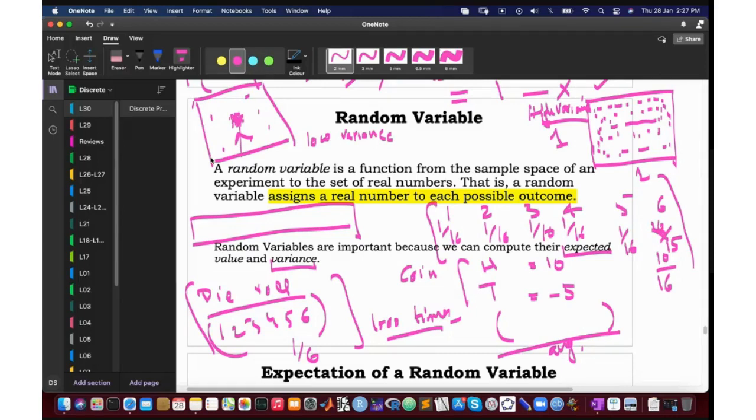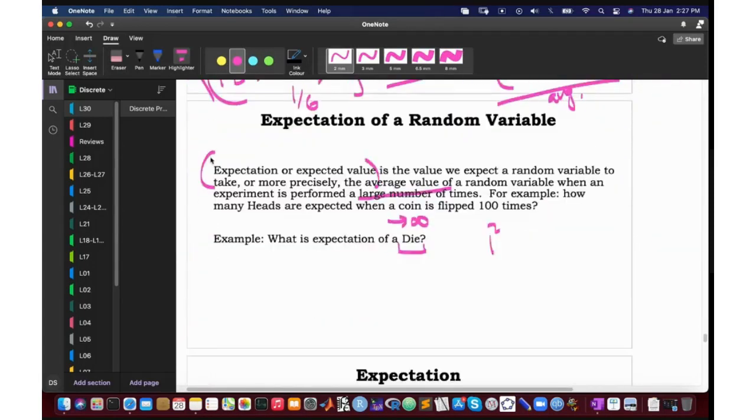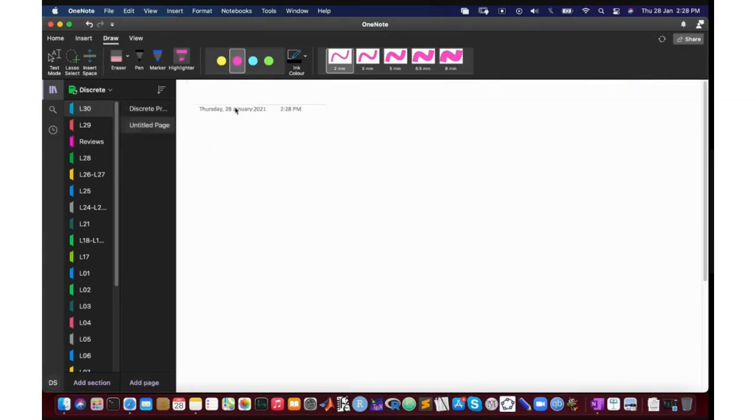Okay, so I wanted to give you the formula for expected value. Let's say X is a random variable. It will have a range. Okay.